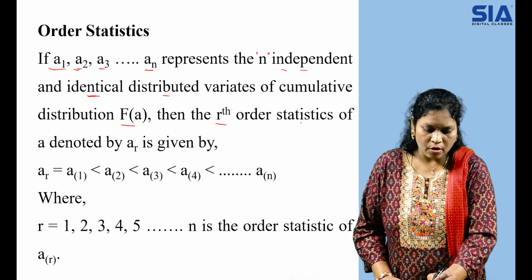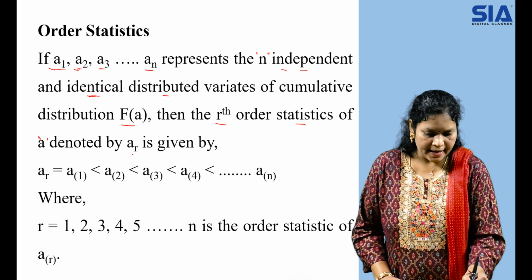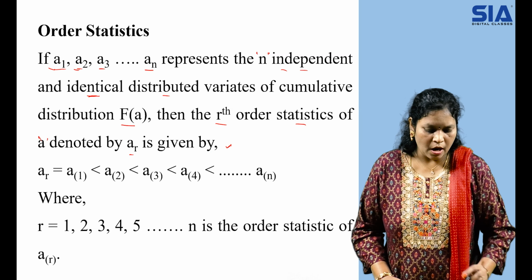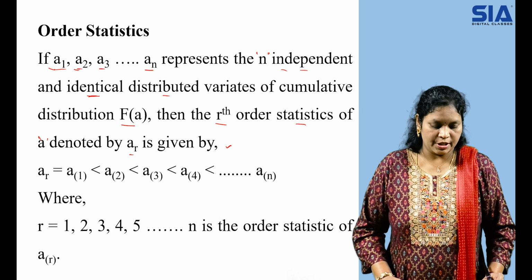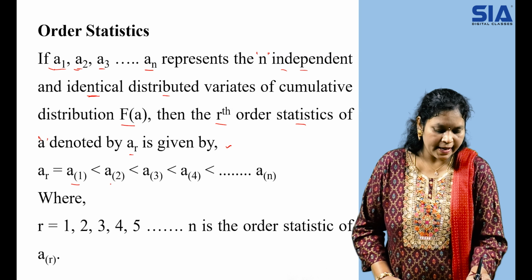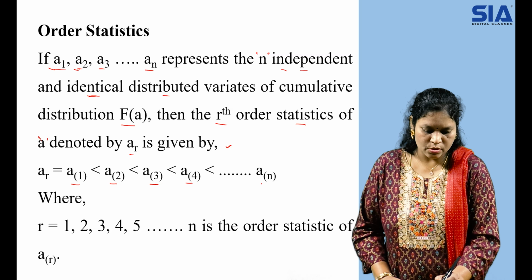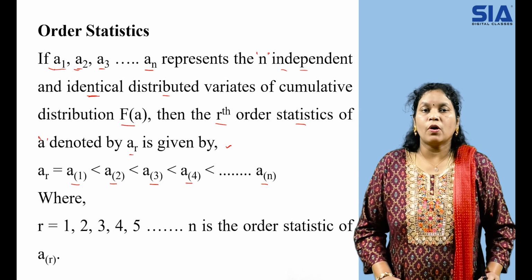Then the rth order statistic of a, denoted by A(r), is given by the following. Let us check how the order statistics goes on. The formula is A(1) less than A(2) less than A(3) less than A(4) less than, and so on, up to less than A(n).